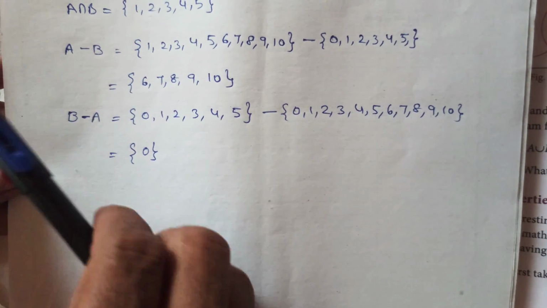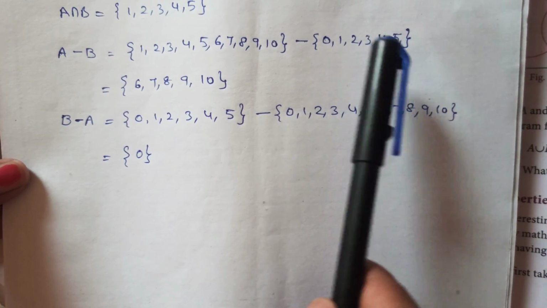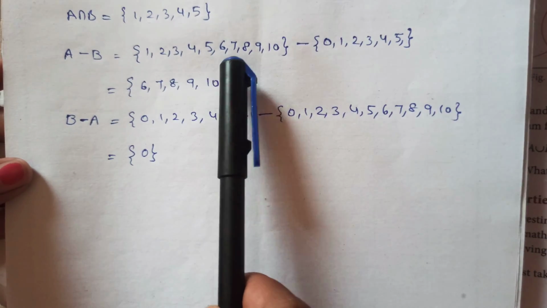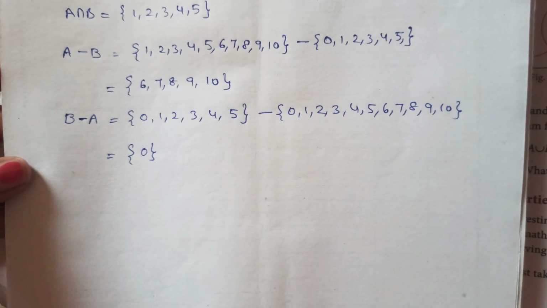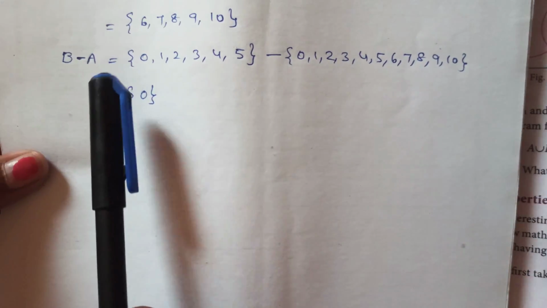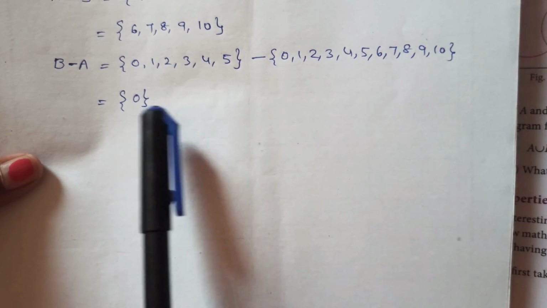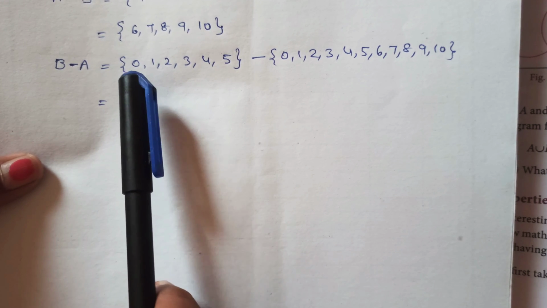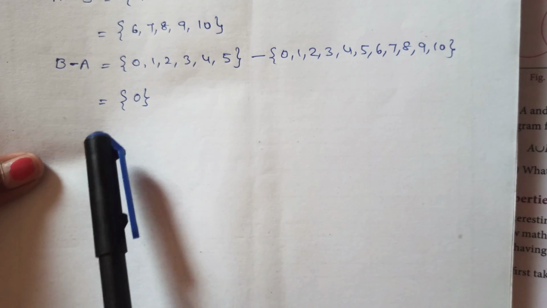Next, A minus B. As I have been telling, we write A set minus B set. All the common elements we don't write, and leftover elements are 6, 7, 8, 9, 10 in the first set. So 6, 7, 8, 9, 10 are the answer. Next we are coming to B minus A. We write all the elements of B, all the elements of A, and the leftover element in the first set, that is B, is 0. All the others are repeated elements.